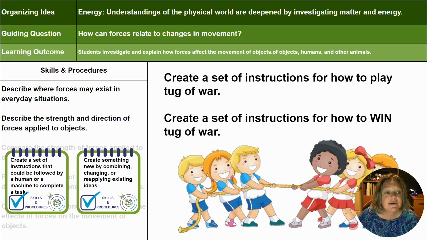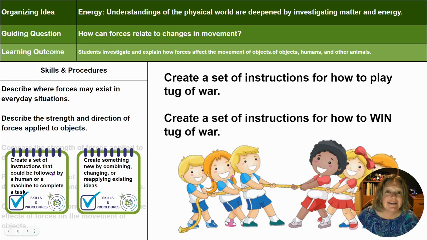So if we're looking at some more things about force, so we're really looking at the concept of push and pull here, and let's look at that through the lens of a tug of war. So if we have gone over with students what pull and push means, we could then have students create a set of instructions for how to play tug of war. And if we ask them to do that, they're going to be showing us what they know about the concept of force, as well as working with these computer science skills and procedures about creating sets of instructions that could be followed by a human or a machine.